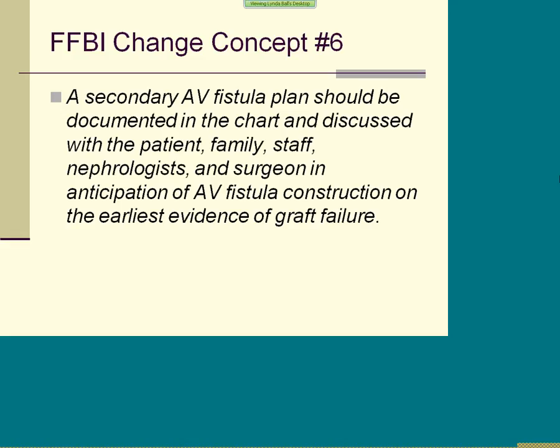But in those that you can't tell that, then you need to go beyond that, and you need to do the vessel mapping as well as the physical examination. A secondary AV fistula plan should be documented in the chart, discussed with the patient, family, staff, nephrologist, and surgeon in anticipation of AV fistula construction on the earliest evidence of graft failure. This is really, really important.